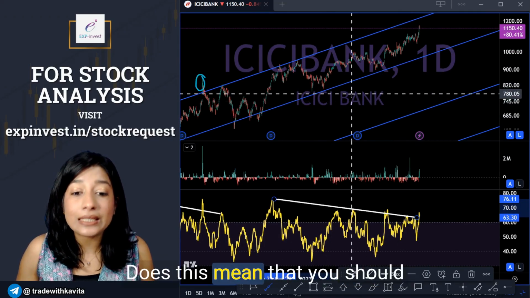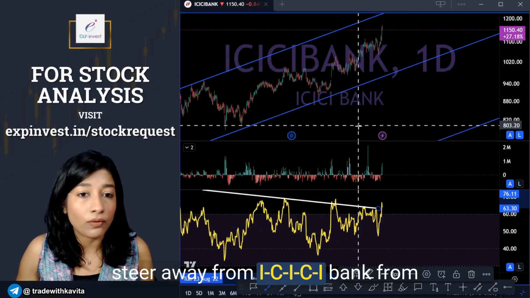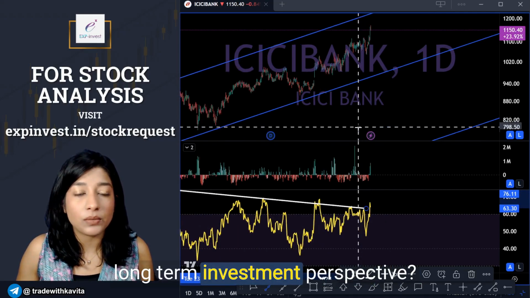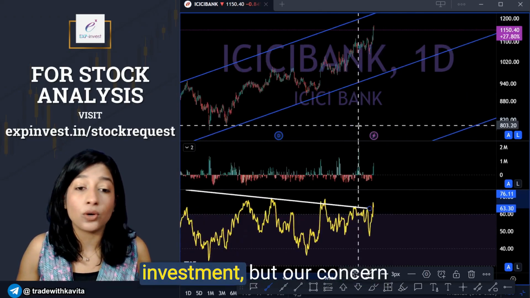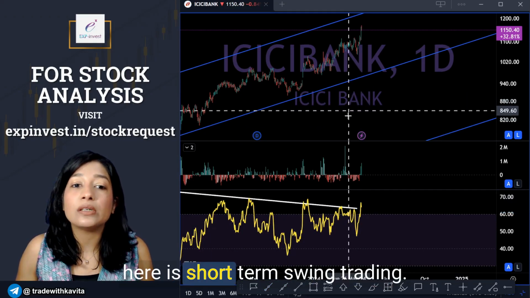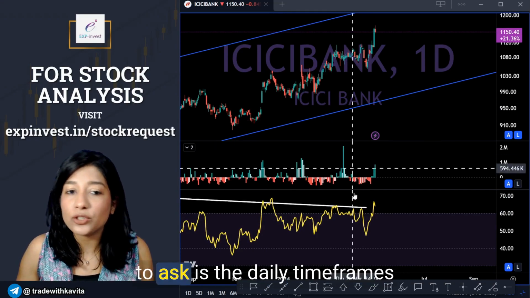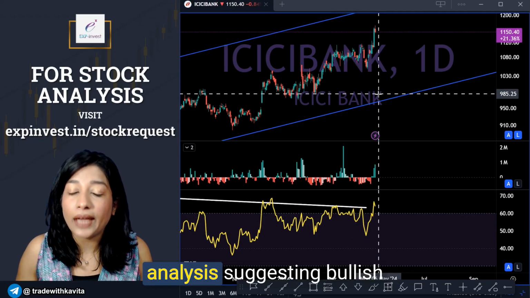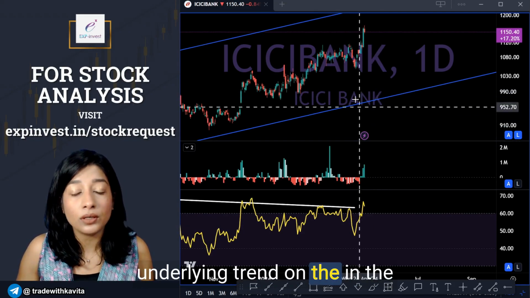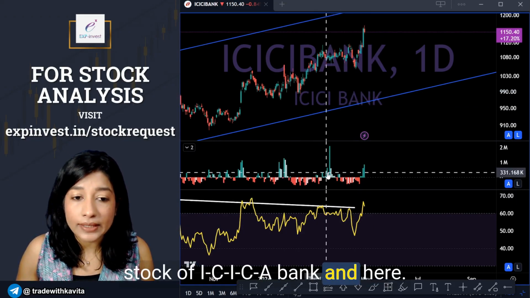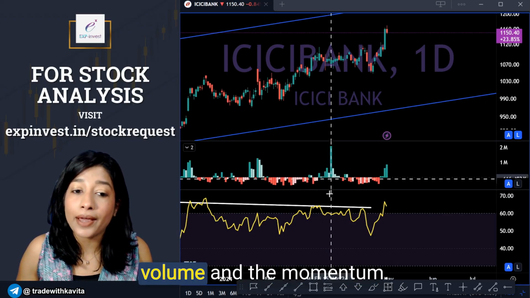of ICICI Bank. Does this mean that you should steer away from ICICI Bank from a long-term investment perspective? The answer is no. The stock is attractive for long-term investment, but our concern here is short-term swing trading. So the question that I want to ask is, is the daily time frame analysis suggesting a bullish underlying trend in the stock of ICICI Bank? And I am going to analyze the volume and the momentum.